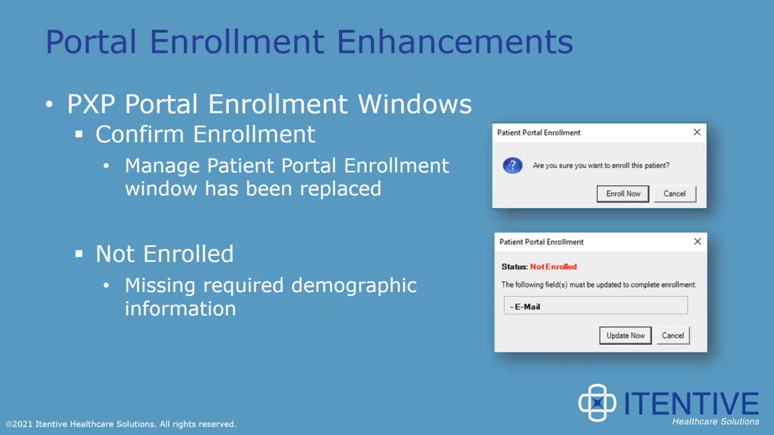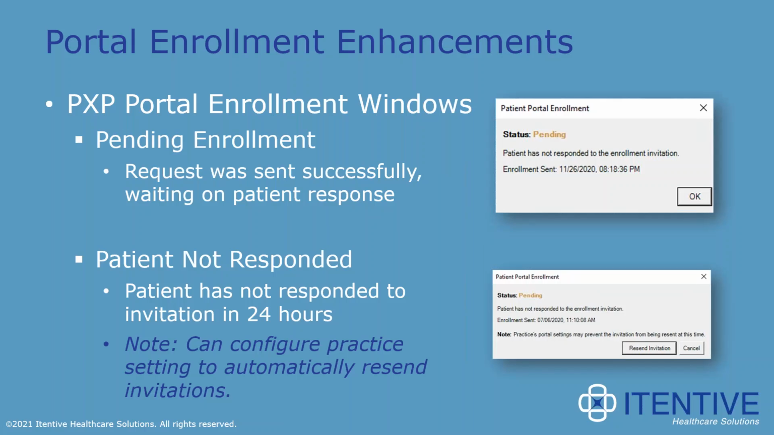Depending on the patient's enrollment status, when the portal icon is clicked, the user will see an enrollment window with more details. If the patient has not been enrolled, a confirmation window will replace that Manage Portal Enrollment window we saw with the legacy portal. If any required demographic information is missing for a patient, a warning will show and give the user the chance to update that information. And if an invitation was sent, but the patient has not responded, the pending enrollment window will show and let you know the enrollment was sent out.